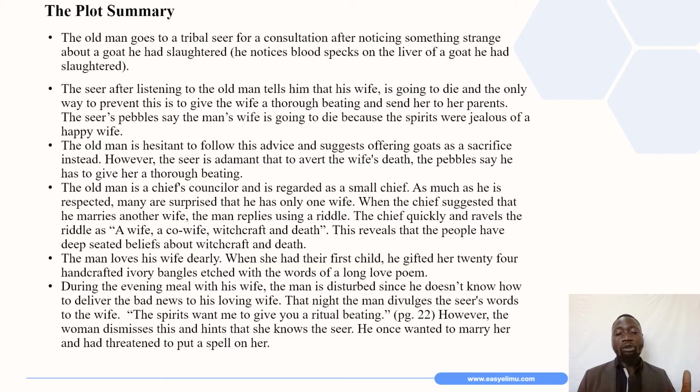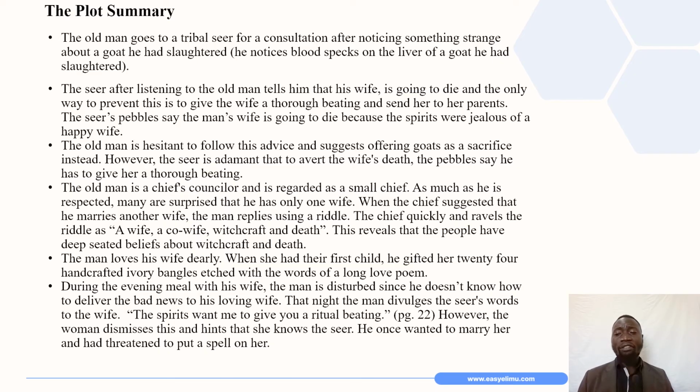This is now the news about the seer and the seer's pebbles. So that night, the man divulges the seer's words to the wife. So the spirits want me to give you a ritual beating. So those are the old man's words. However, the woman dismisses these and hints that she knows the seer and that he once wanted to marry her and had threatened to put a spell on her.